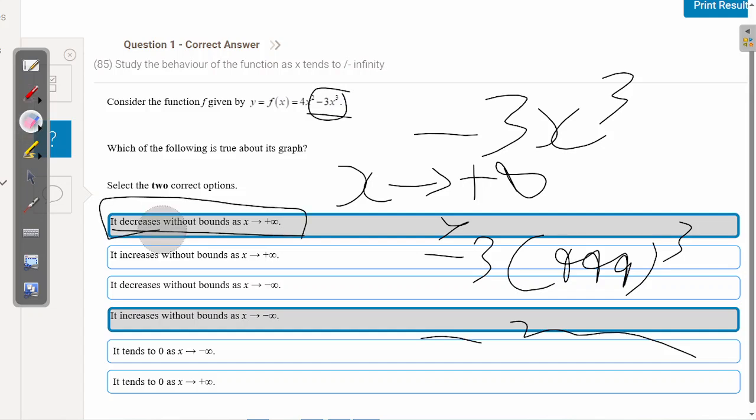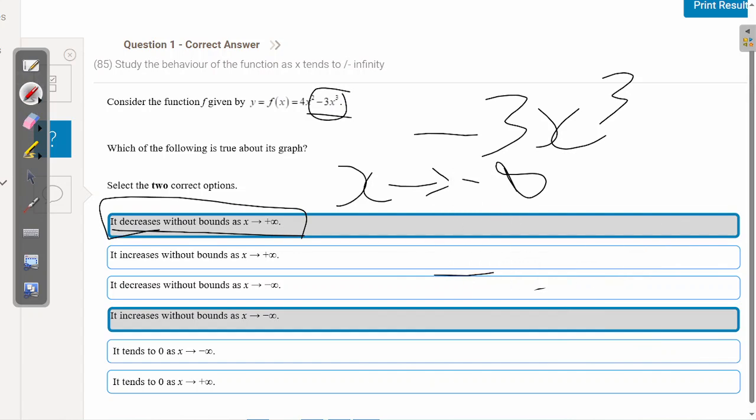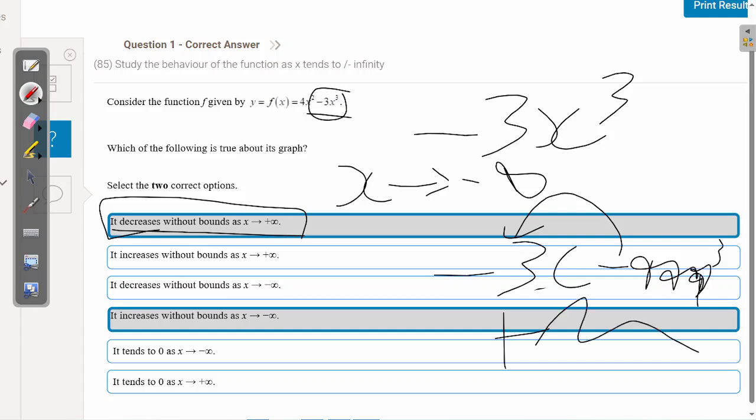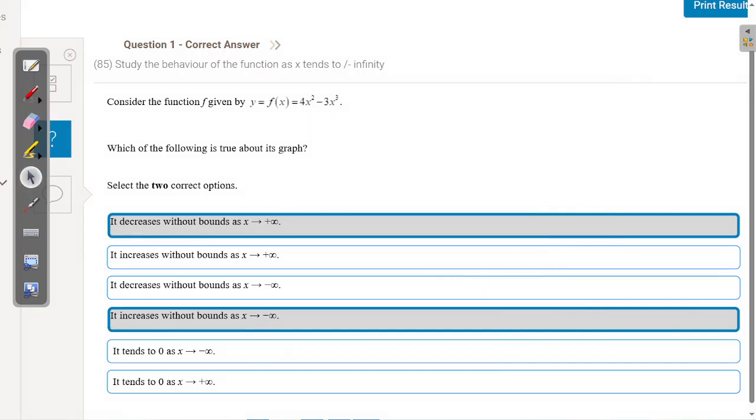First choice. And we do the same for negative infinity. As x approaches negative infinity, we put in a really big negative number, and we can see negative times negative is positive, so it's going to be a really big positive number, which increases without bound as it approaches negative infinity. Okay.